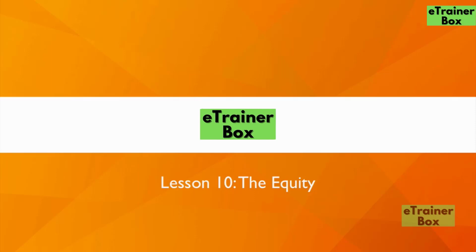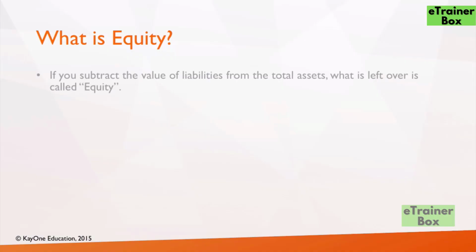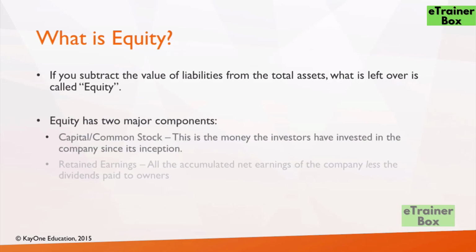Lesson 10. Equity. This is the third and final component in any balance sheet. So let's understand this. What is equity? If you subtract the value of liabilities from the total assets in any balance sheet, what is left over is called equity. Equity has two major components.